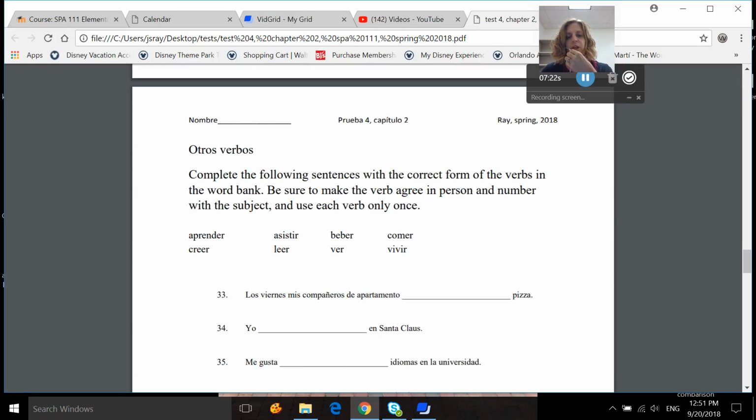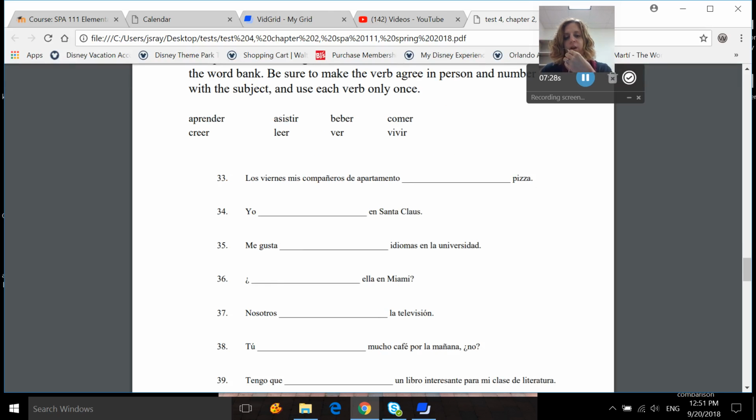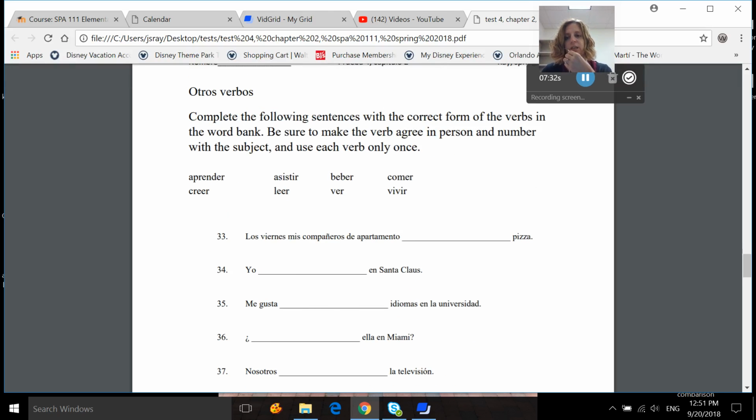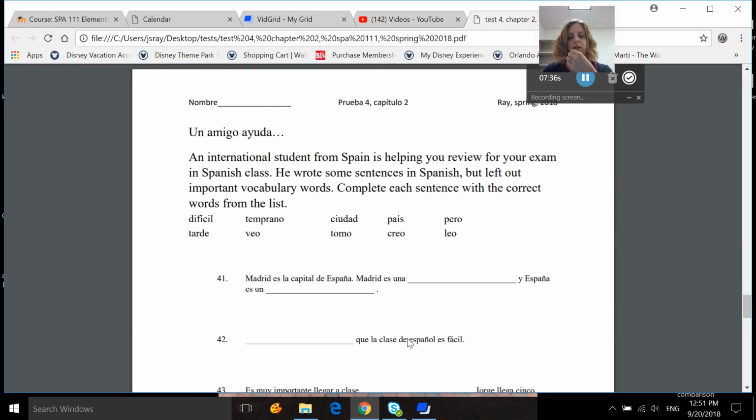You're going to complete the following sentences with the correct form of the verbs in the word bank. So you're going to take these verbs, you're going to figure out where they would go to best complete the sentences below, and then again, you're going to change the ending to reflect who it is that's doing the attending or the reading, etc. Okay, here is vocabulary again.